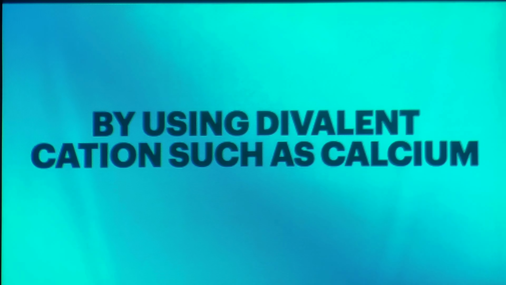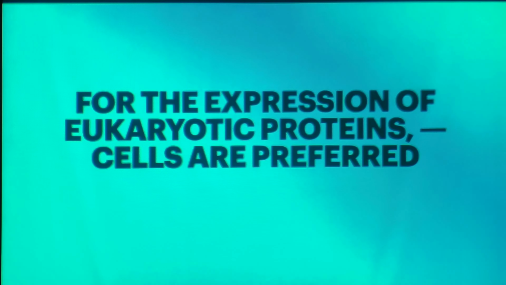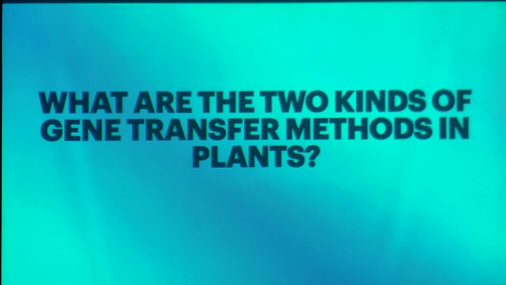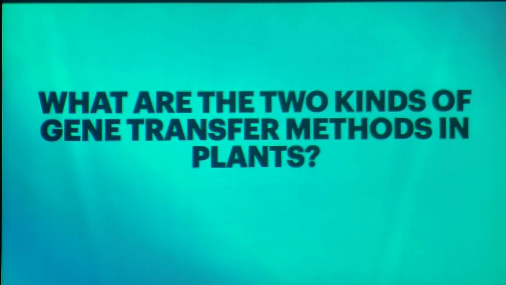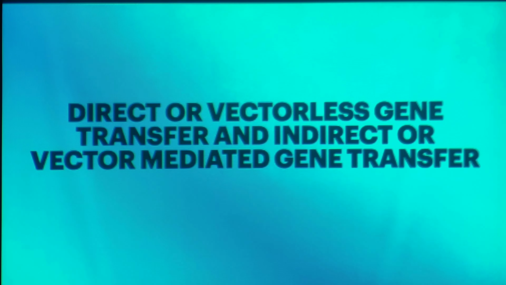By using divalent cations such as calcium. For the expression of eukaryotic proteins, dash cells are preferred. Eukaryotic cells. What are the two kinds of gene transfer methods in plants? Direct or vectorless gene transfer and indirect or vector mediated gene transfer.